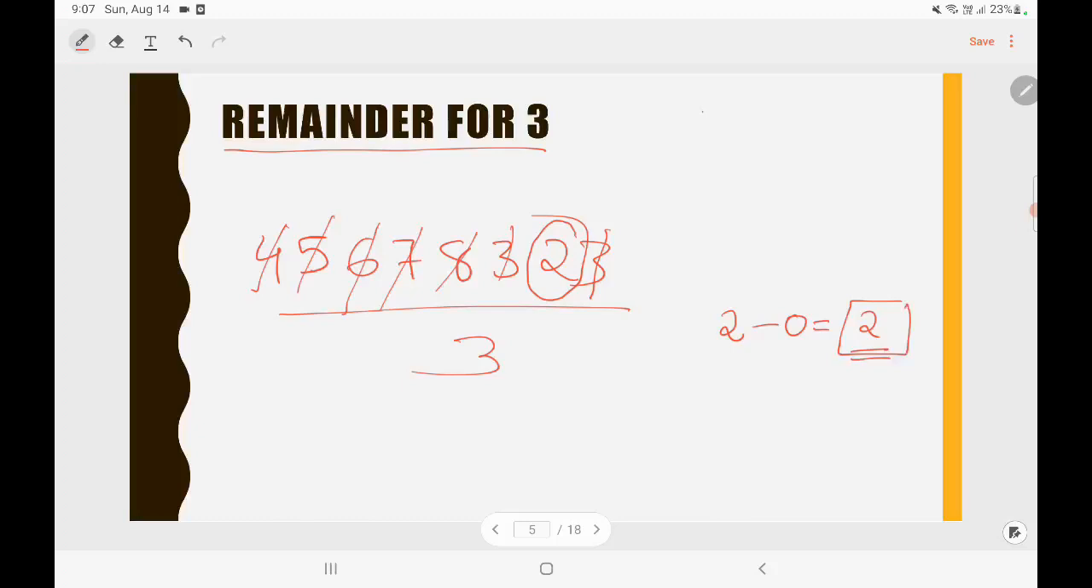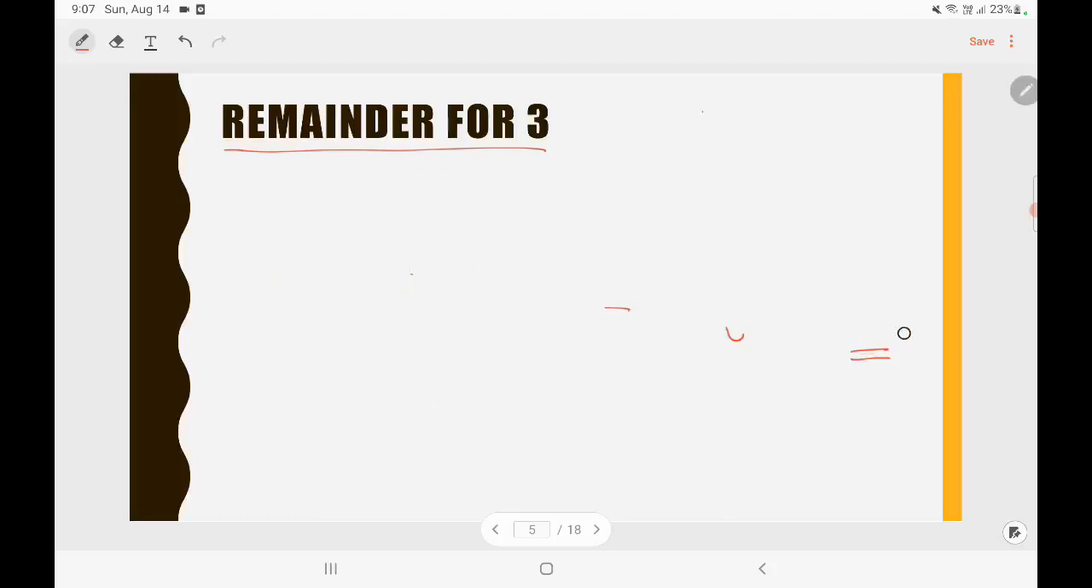So you don't need to take the sum of the digits. You can cancel out the multiples of 3. That is also another way. I will explain this with another example as well.